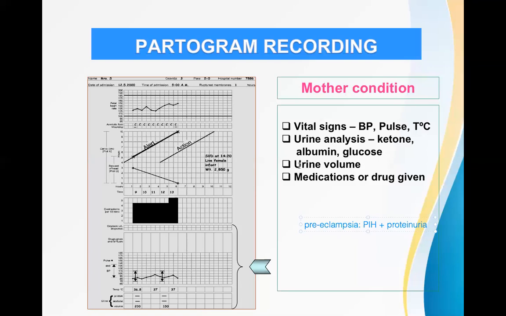Check for the urine volume now, whether it is less. Sometimes in preeclamptic toxemia, there is damage to the kidney and urine volume is already less, which is known as oliguria. And what are the medications or drugs given to that lady? One of the important drugs we give is oxytocin. So we need to record it: how much oxytocin we have given, how many drops per minute. Also any extra medicine you have given or not, like pethidine sometimes, and how much IV fluid we have given. All these things we have to record in the medications or drugs given.